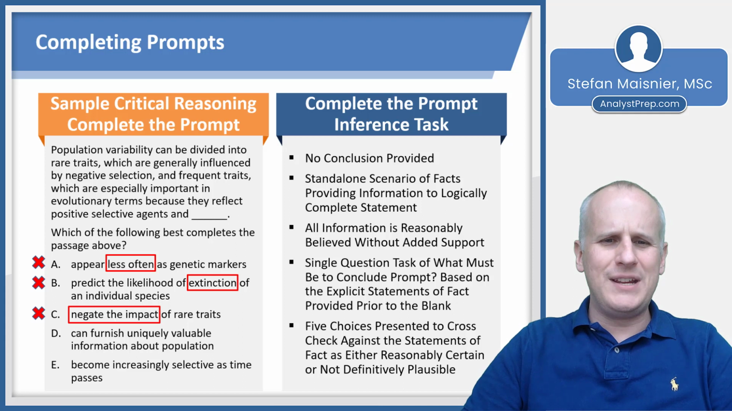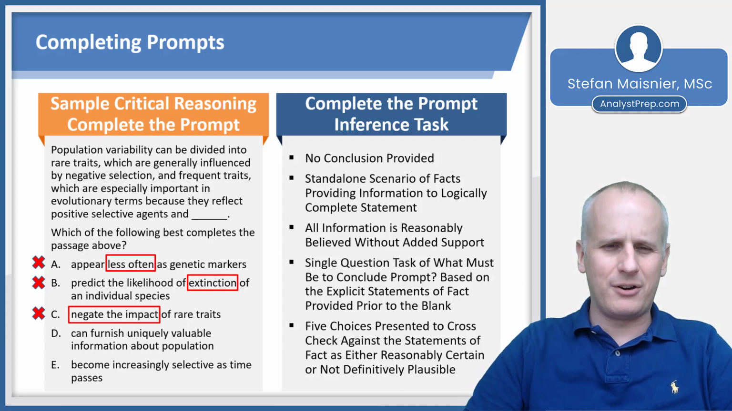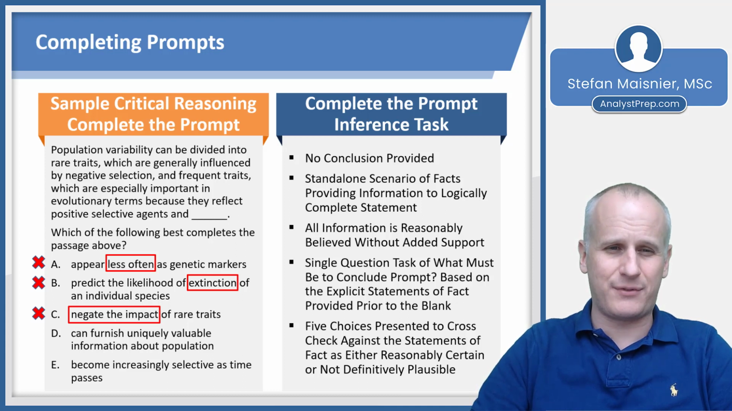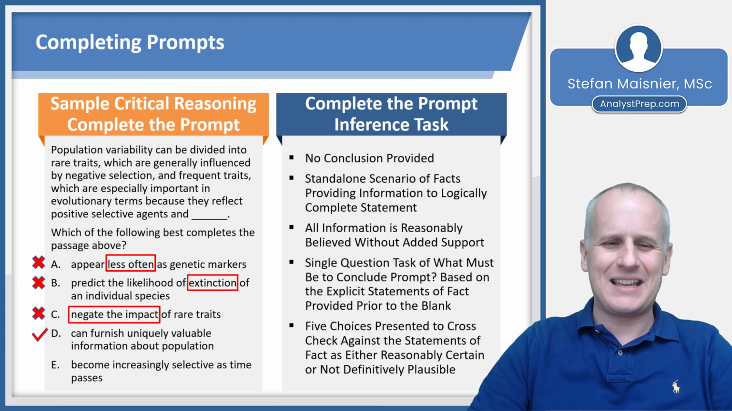"Can furnish uniquely valuable information about population." Well, in the paragraph, it said frequent traits are especially important in evolutionary terms because they reflect positive selective agents, and we want to find an answer that says, furthermore, why they're especially important, and this does. "Can furnish" is a nice bland statement, and "uniquely valuable information about the population."